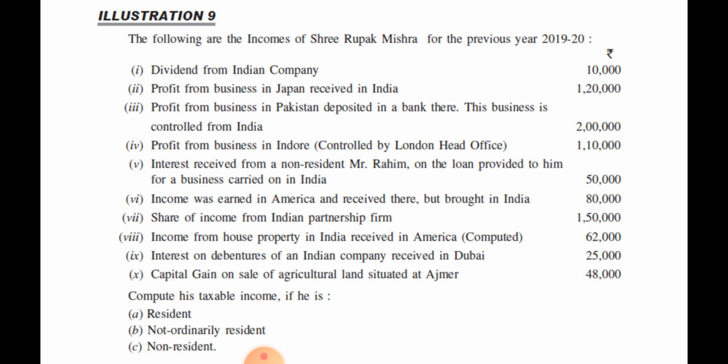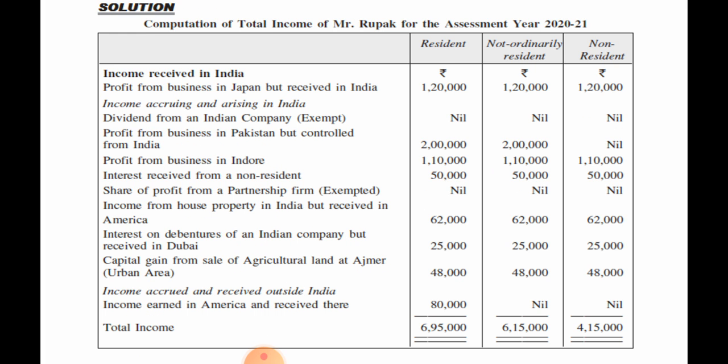Capital gain in the 10th point, capital gain on sale of agriculture land situated at Ajmer. Capital gain which comes under the head capital gain on sale of agriculture land situated at Ajmer, which is within the boundaries of India. So it is an Indian income. And what you say? Indian income is to be taxable for all type of assessees. 48,000 here we have written for all the three residents.